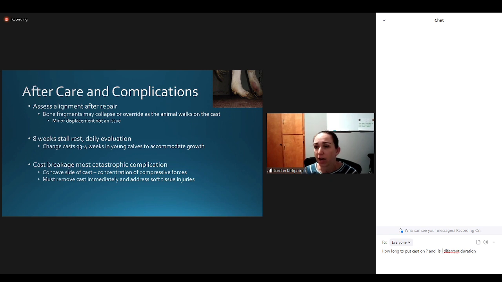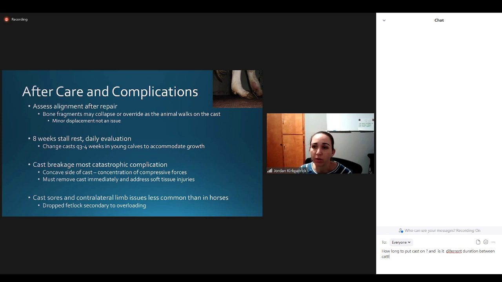If that happens, the cast has to be removed immediately, address any injuries that could have occurred, and then reapply a cast if that's the appropriate treatment option. They can also get cast sores. And again, contralateral limb issues are much less common in these species than in horses, though they can get dropped fetlock secondary to overloading. So in this image, you can see in this leg, the fetlock has dropped significantly because this leg was bearing more weight while this leg was healing.